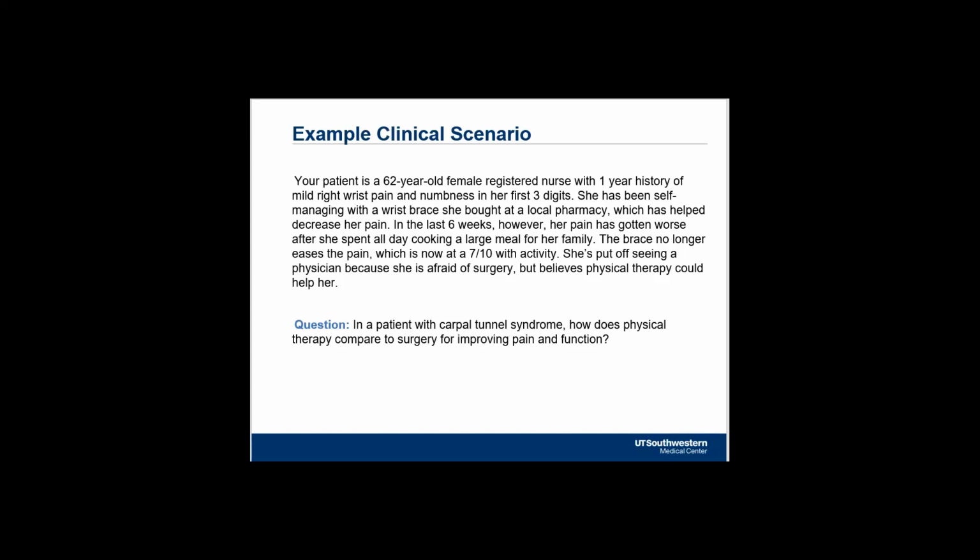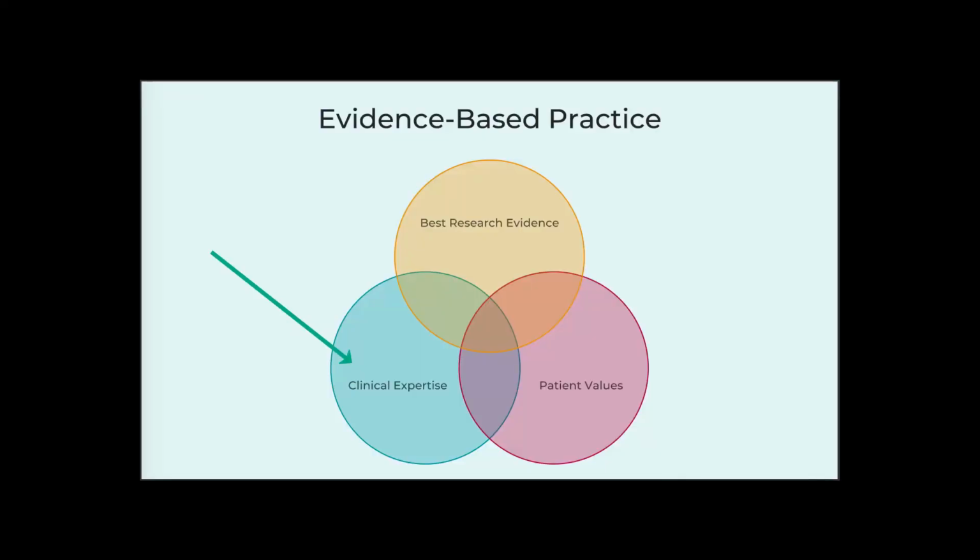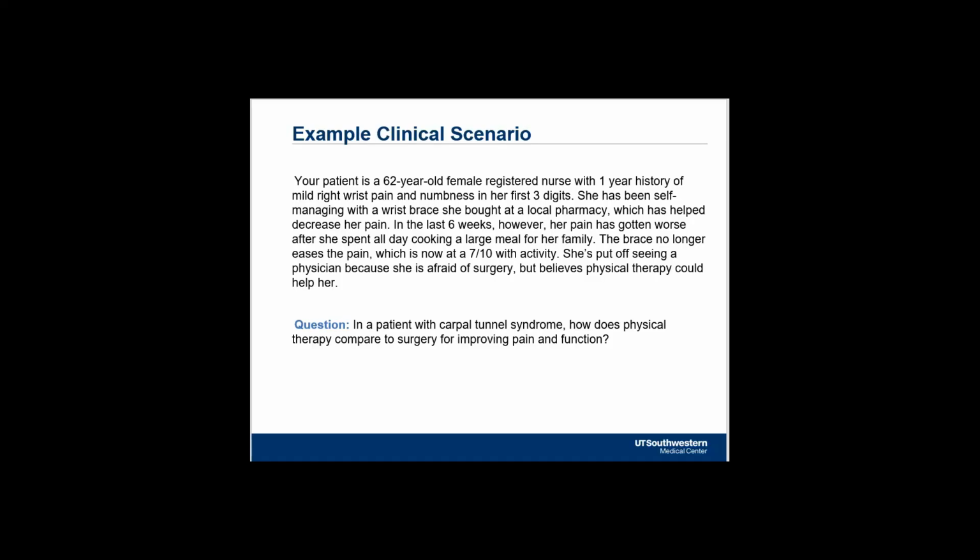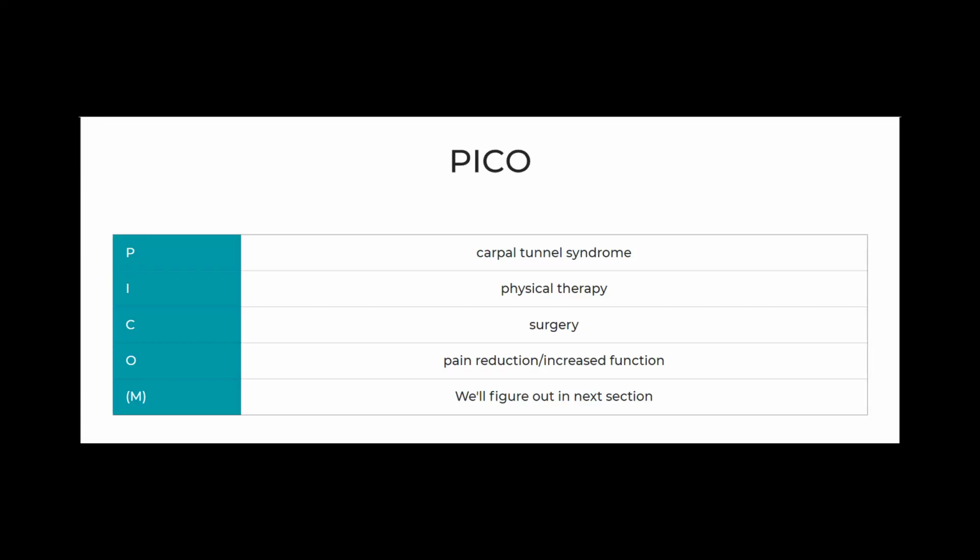So to translate this into a clinical question, I'm going to take a little leap with this one, trying to phrase it maybe like a patient would. However, you with your clinical expertise would figure out that she has carpal tunnel syndrome, so we can put that as her condition. She's a patient with carpal tunnel syndrome, and we're wanting to know, how does physical therapy compare to surgery for improving pain and function? And here is my PICO chart for this clinical question. I don't have the methodology yet. We'll figure that out in the next section.